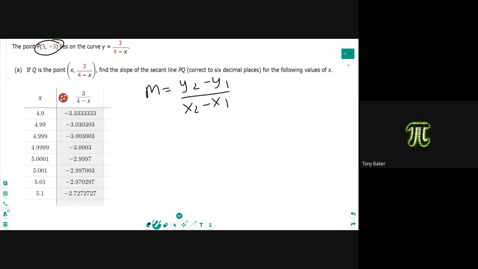All right, so we need to find our slopes.